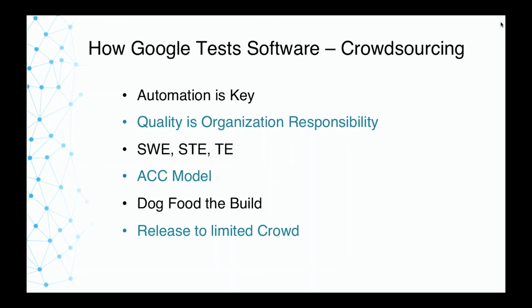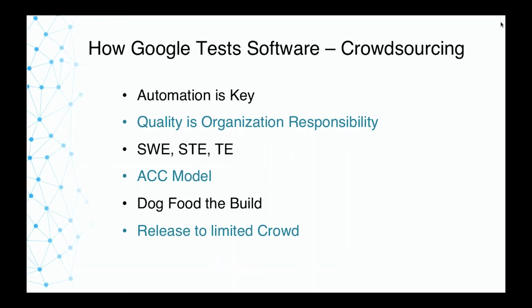But what happens then is they do a limited release to the crowd. That is, they release the software to a small percentage of users. Of course, Google has millions of users, and they can afford to do a release like this, where they can release it to 100,000 users, then a million users, and then to the entire world, right? So that is one of the ways.